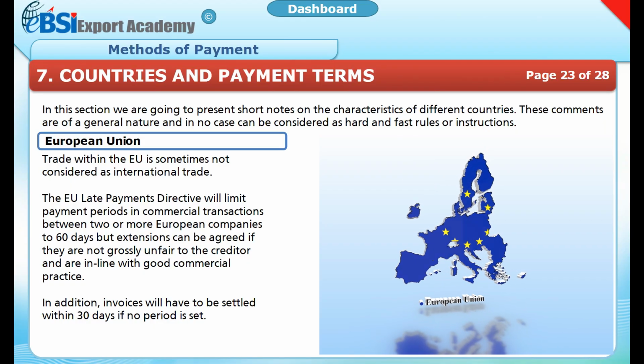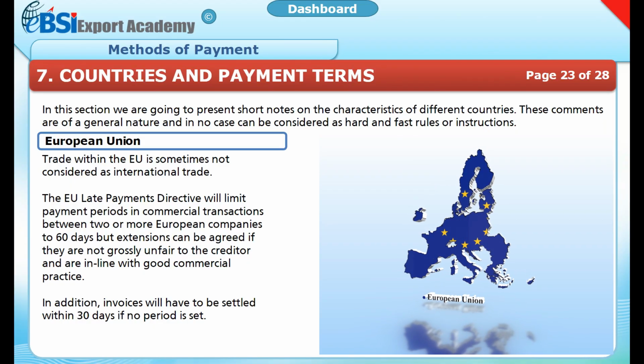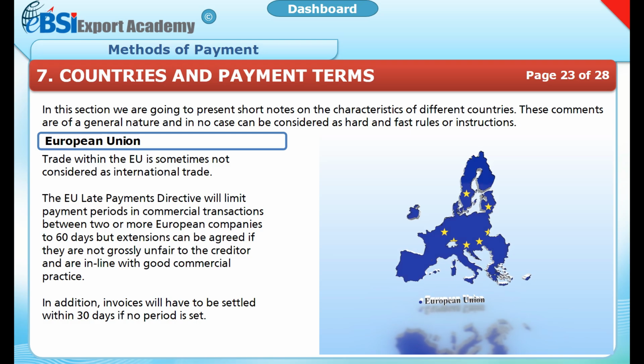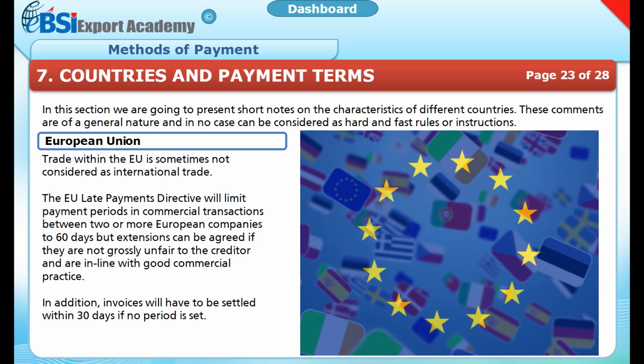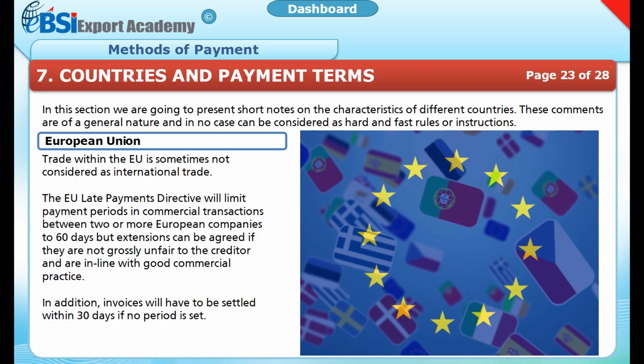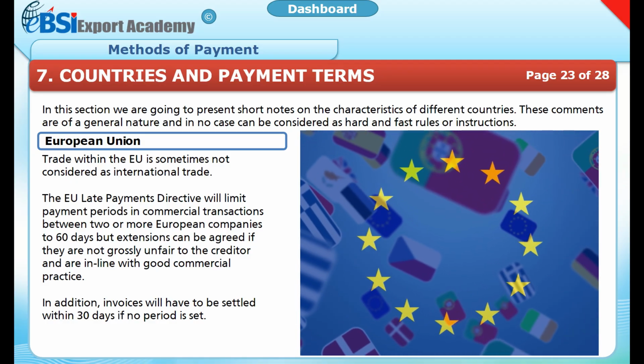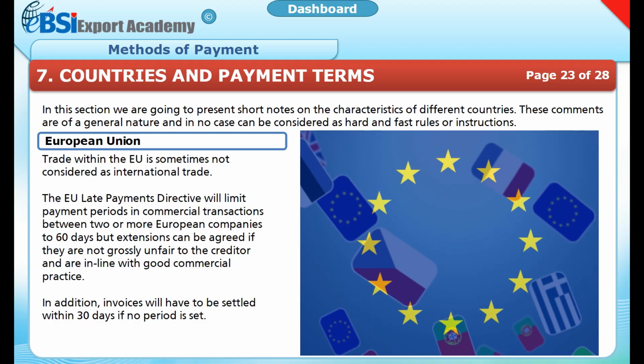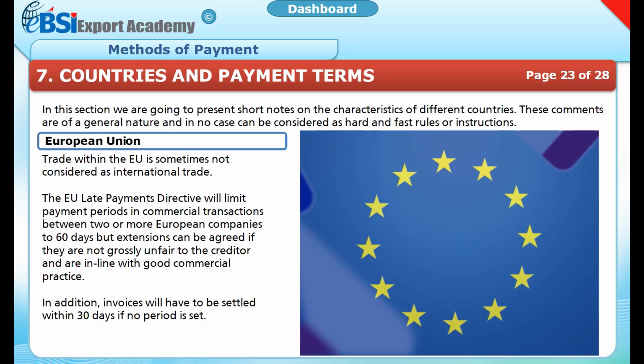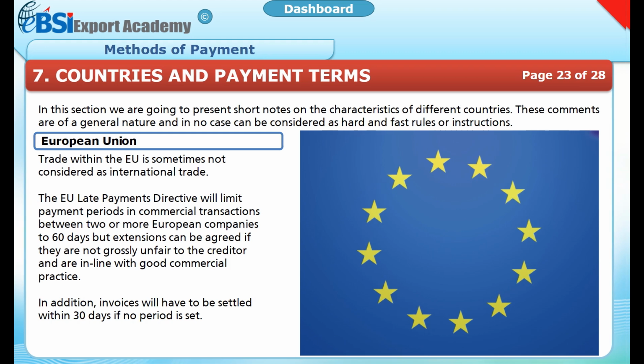Countries and payment terms. In this section, we're going to present short notes on the characteristics of different countries. These comments are of a general nature and in no case can be considered as hard and fast rules or instructions. Read through this section to gain a general rule of thumb for each region concerned.